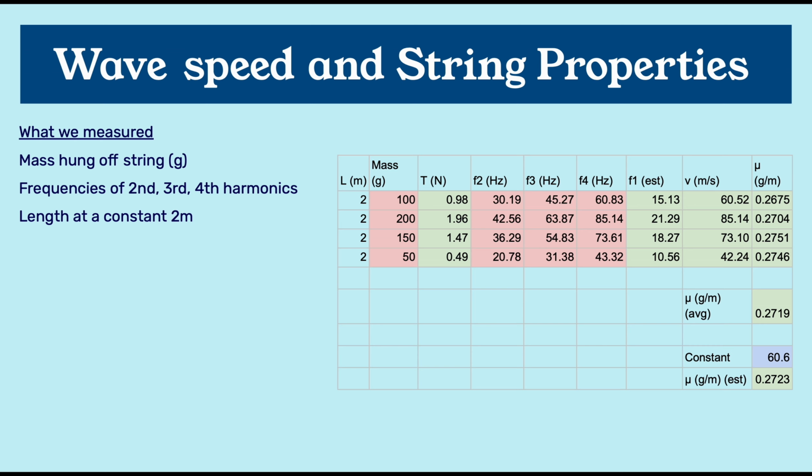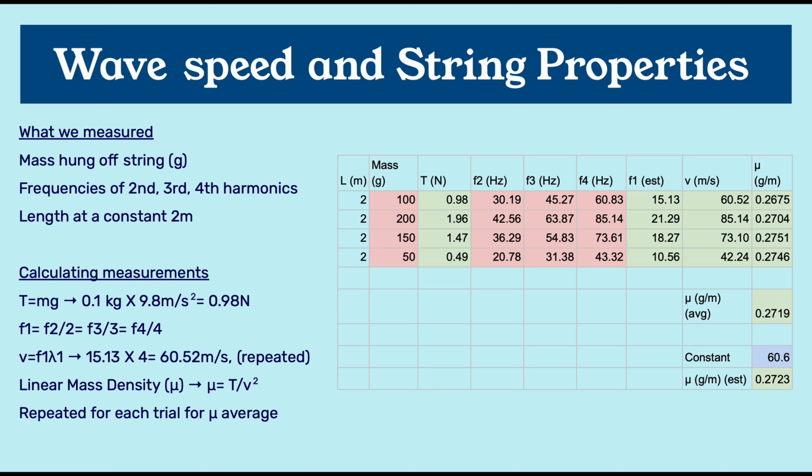Using this wavelength and our estimated value of f1, we calculated the wave speed with the equation v equals f1 times lambda 1. After solving for v, we were then able to use the equation to solve for linear mass density, which was 0.2675 grams per meter. This method allowed us to experimentally confirm how tension and wave behavior relate to the physical properties of the string.